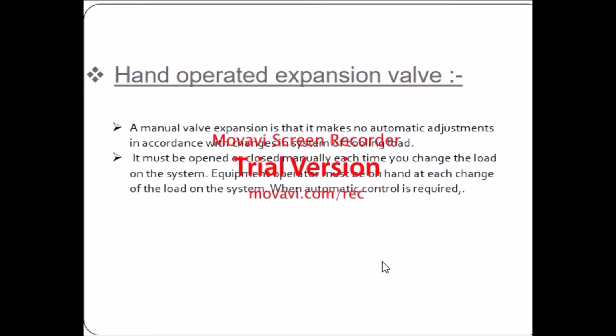Okay, now we go to the manual expansion valve, or we call it hand operated. So what is the hand operated expansion valve? It is the manual expansion valve, which makes no automatic adjustment in accordance with a change in the system cooling load. So what we do in this expansion valve is manually screw, tighten or release the screw.